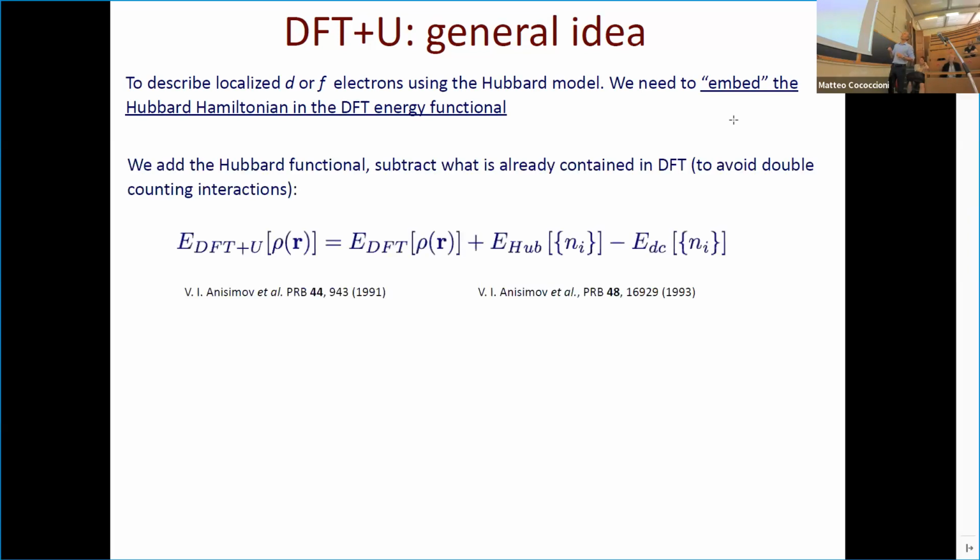So this was introduced in the early 90s, and basically all this boils down to is adding a correction that resembles the Hubbard Hamiltonian we just saw in the previous slide, as a function of those occupations that I showed you some slides ago, and taking off from this sum another energy that avoids that what we add here in terms of electron-electron interaction is counted twice, because of pieces that are already contained in the standard DFT functional. It's called the double counting.